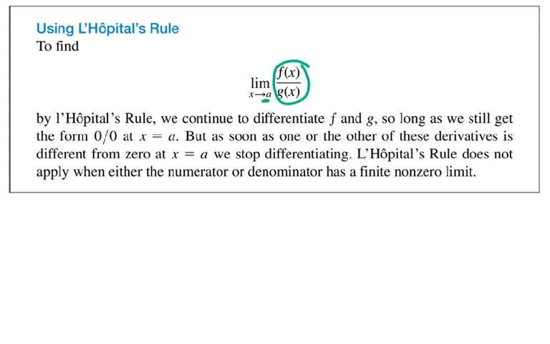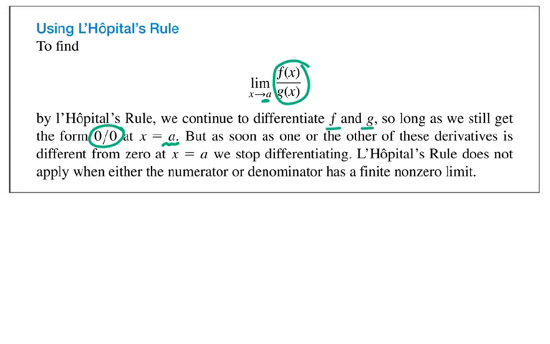So using L'Hopital's rule, we can differentiate f and g repeatedly, so long as every time we continue to differentiate the numerator and denominator, we're always getting that indeterminate form 0 over 0, evaluating it at a, the number we're approaching. As soon as one or the other of these derivatives is not 0 at x equals a, we have to stop. L'Hopital's rule doesn't apply when either the numerator or the denominator has a finite non-zero limit.